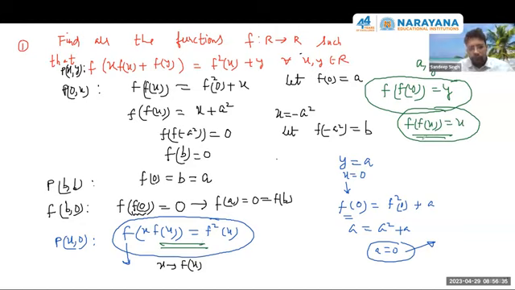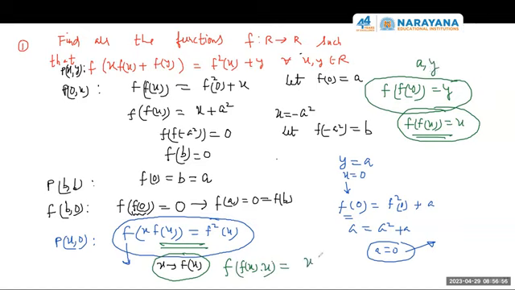If we put x equals f(x) here, I can replace x by f(x). I think this will work, no? Because it will come as f of f(x) into f(x), and then f of f(x). And f of f(x) is x, and this is equal to x square, x f of x. Correct, x square.